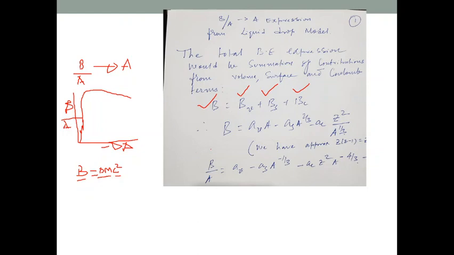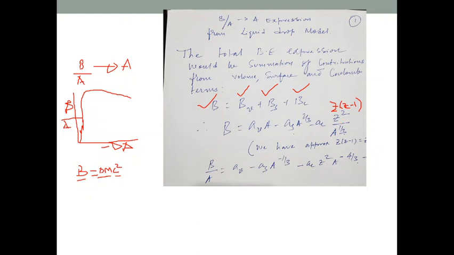So we are trying to get an expression for B. It has three contributions: A_V A minus A_S A raised to 2 by 3 minus A_C Z square upon A raised to 1 by 3. Actually, in some books you'll find Z square to be Z into Z minus 1. This is the actual term, but I can approximate it to be Z square. So that's what I've done here. Don't get worried; even if you write Z into Z minus 1, it's okay, or if you write Z square, that is also okay.